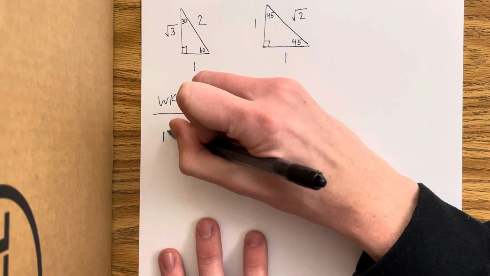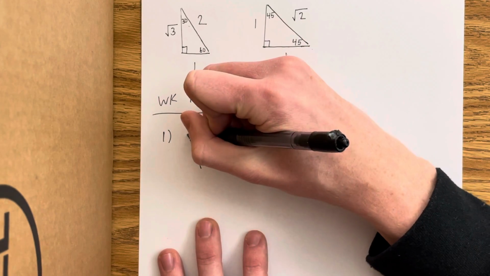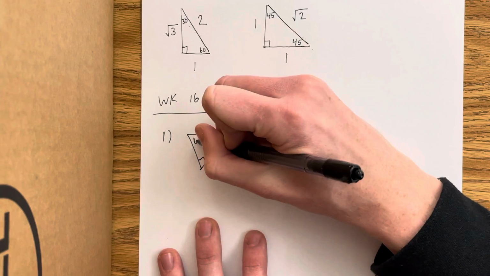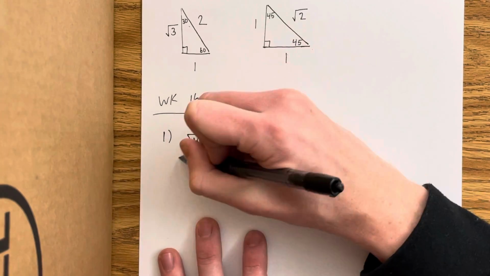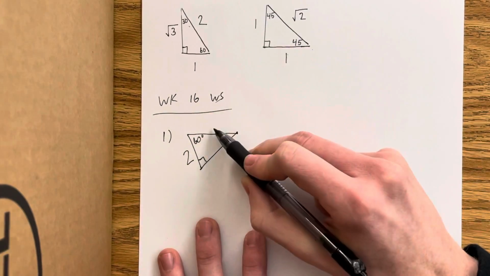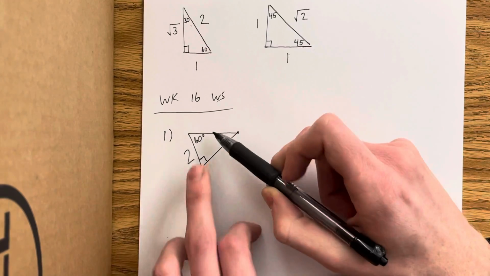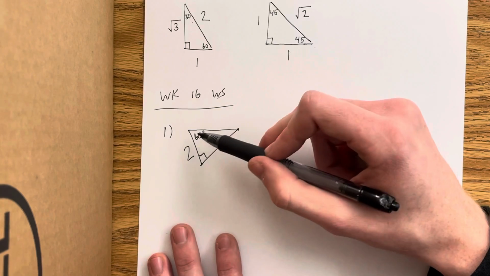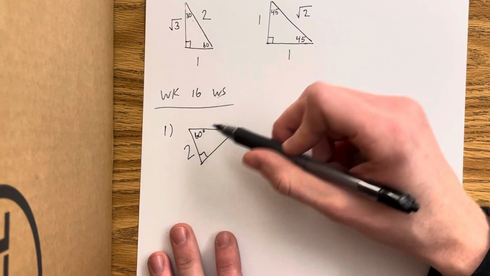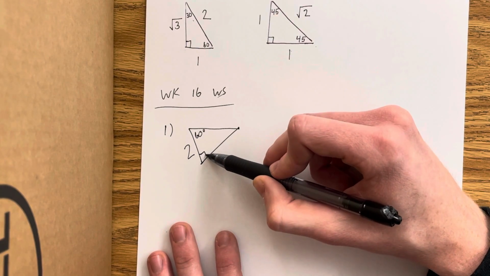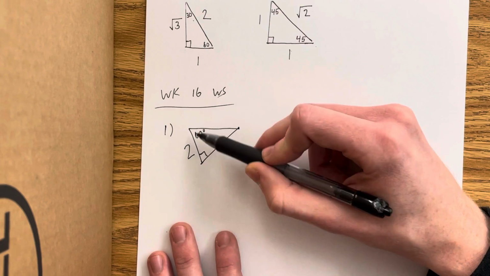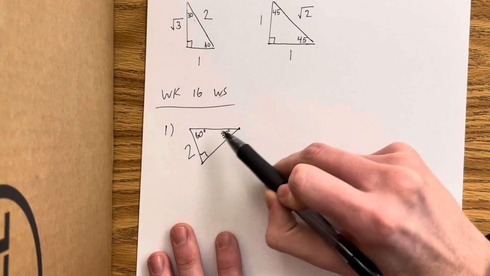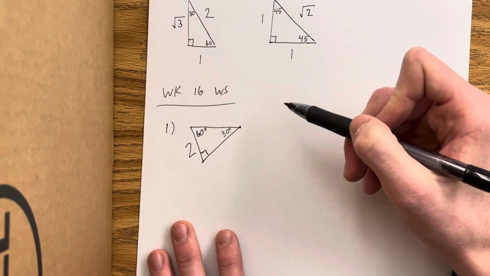Number 1 looks like this. It has a 60-degree angle here, and it has 2 here, and it's asking us to solve these two sides. Now, I know that this angle here is 60 degrees, so I can figure out that all the angles in a triangle add up to 180. So 60 plus 90 is 150. 180 minus 150 is 30. This is clearly a 30-60-90 triangle.